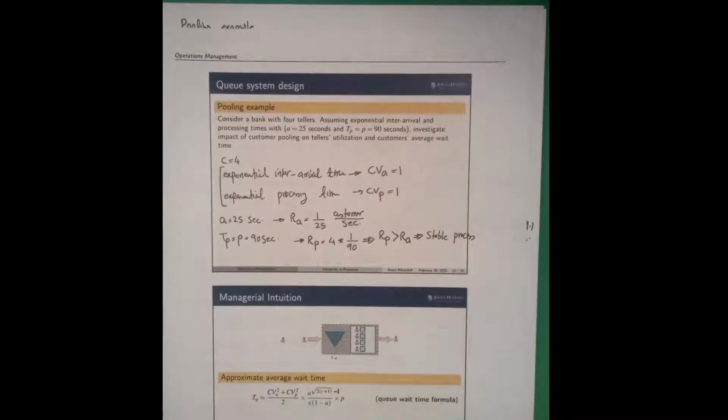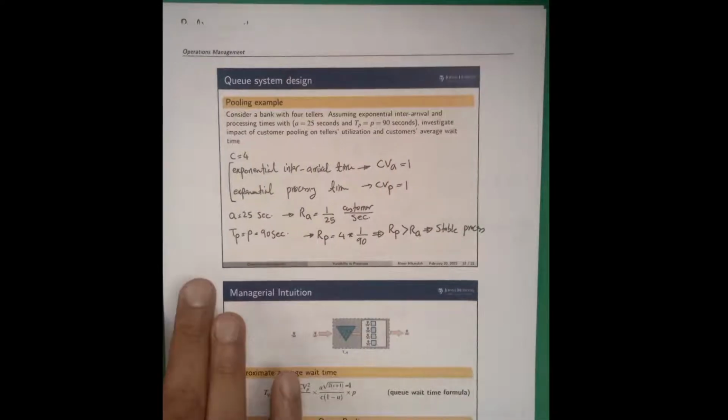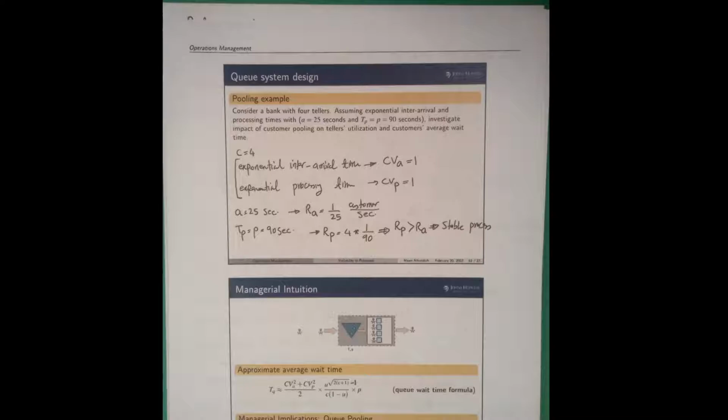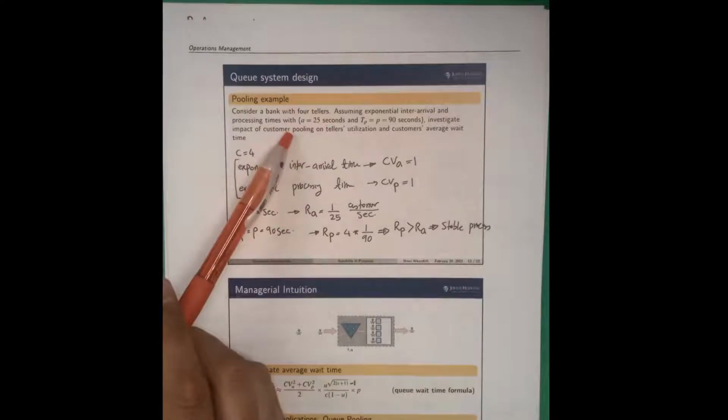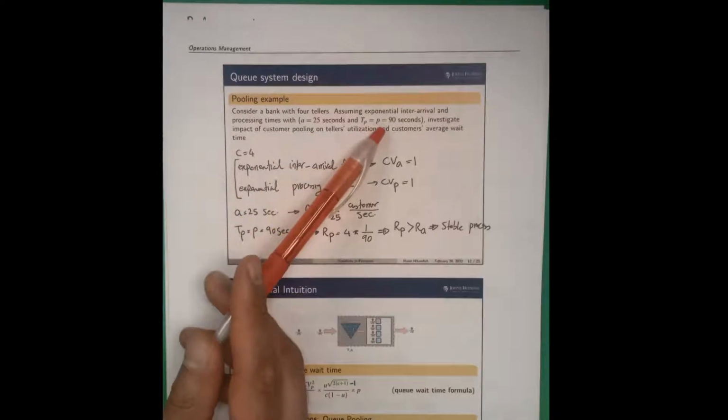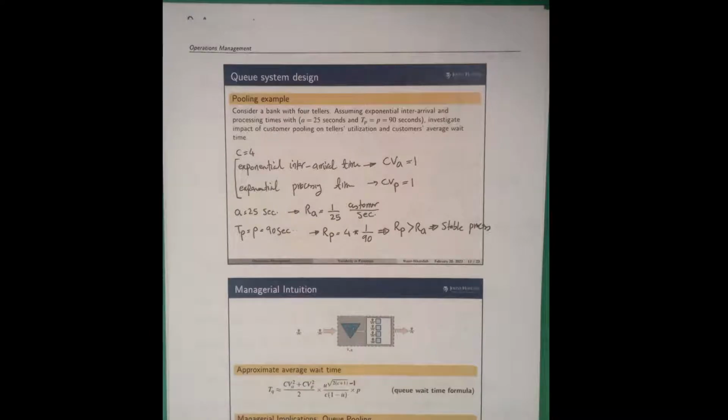All right, so here's the problem. You have 4 clerks or tellers. Everything is exponential: inter-arrival time, exponential processing time. Inter-arrival time on average is 25 seconds. Processing time is 90 seconds. The question is, how much of a difference between pooled system and segregated system are we talking about?